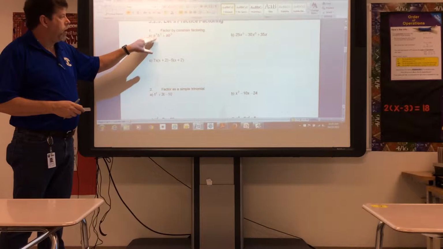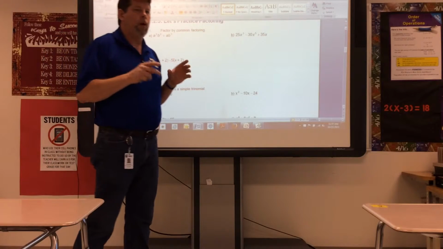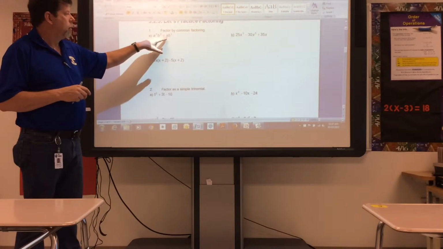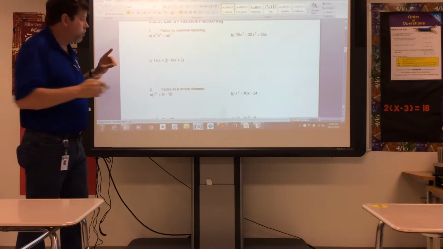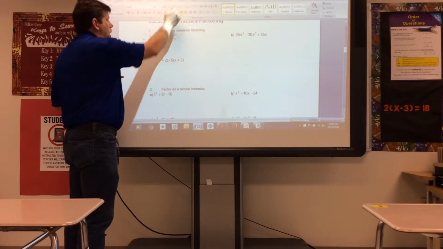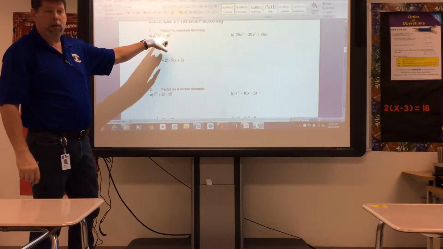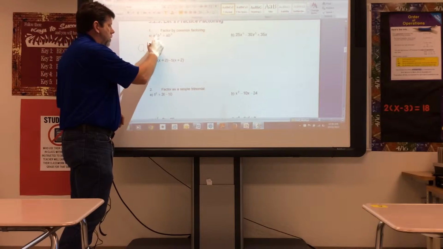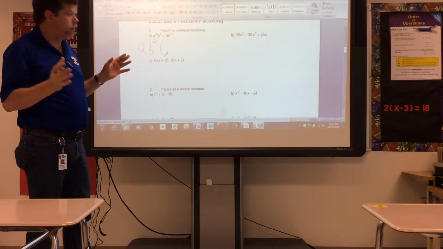A cubed b squared plus ab cubed. Now, when we're looking at variables, what we want to do is look at the one with the lowest exponent. So here, the lowest exponent of the a's is 1, so we can actually pull out 1a. When we're looking at b's, my lowest exponent is b squared, so we can pull out a b squared. Parentheses, everything that's left over is inside.